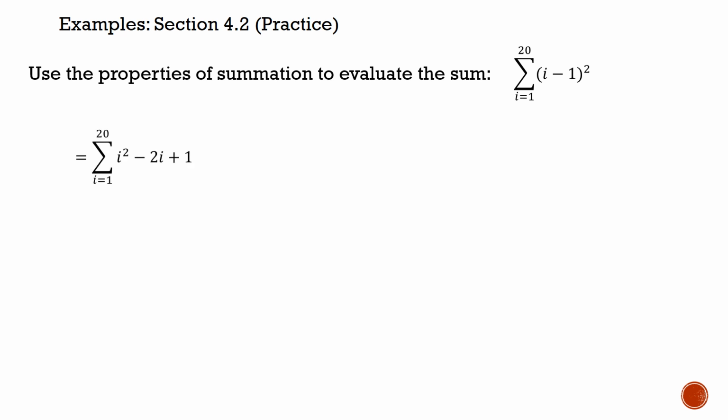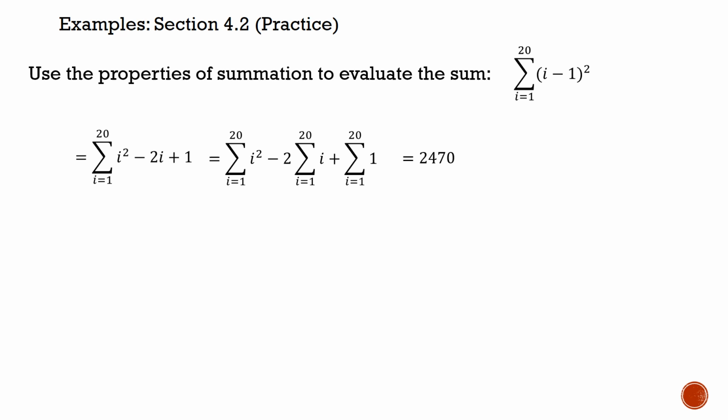So (i minus 1) all squared is simply i squared minus 2i plus 1. Because there's addition and subtraction, I can actually break this down, and I get the sum of i squared minus 2 times the sum of i plus the sum of 1. Now remember that all of these go from i equals 1 to 20. How many terms are there? Well, once again, 20 minus 1 is 19. Add 1, there's 20 terms.